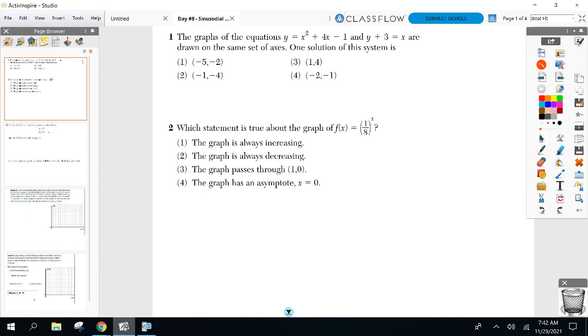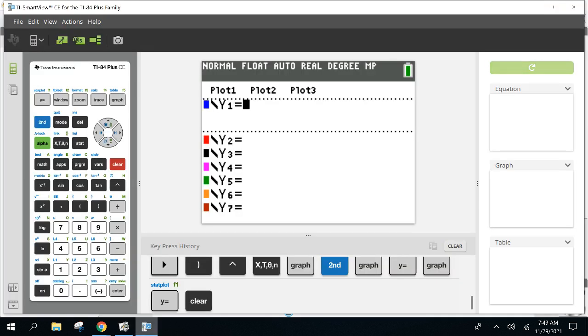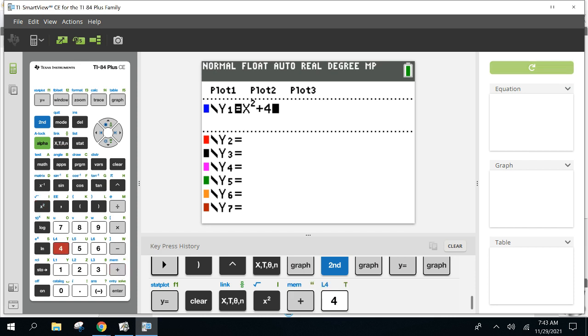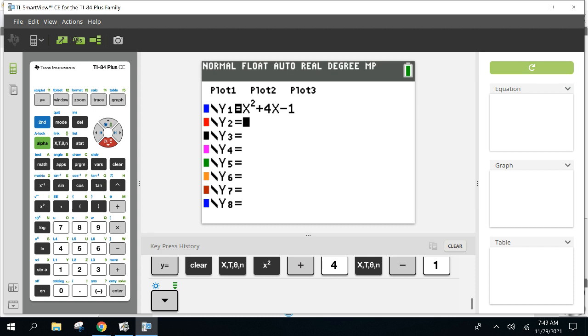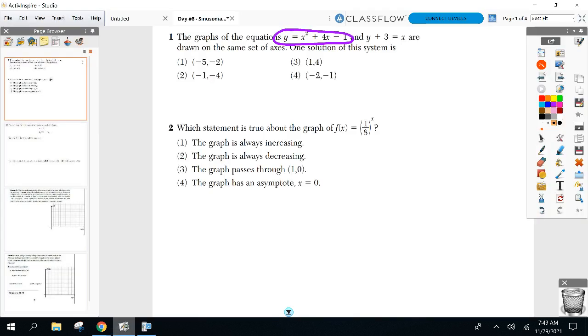So go to your Y1 screen right now, Y1. Make sure everything's cleared out from last week. There you go, x squared plus 4x minus 1. Y2. Now there's a problem with the second one. What's the problem with the second one? I can't type that in. Has to equal y, and this one's not a big deal, I hope. Y plus 3 equals x.